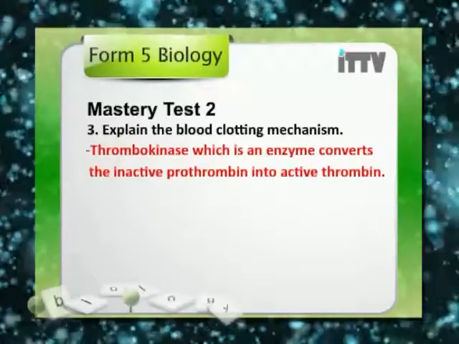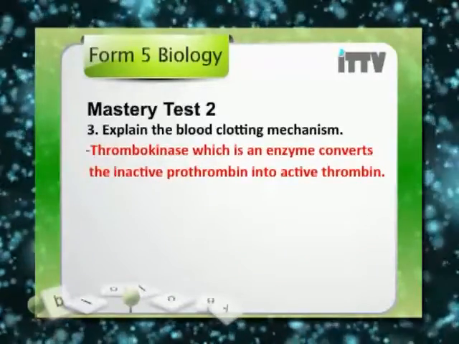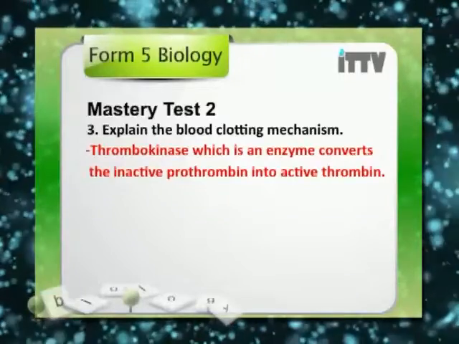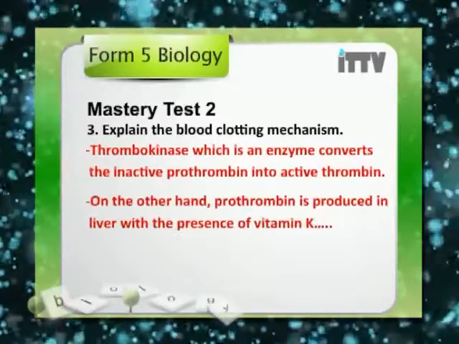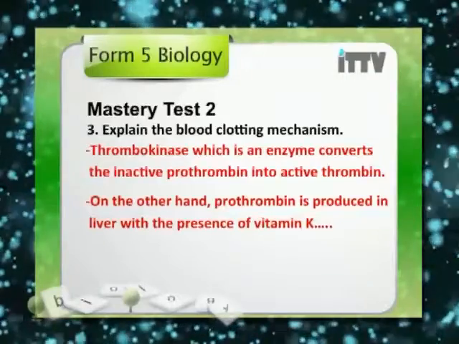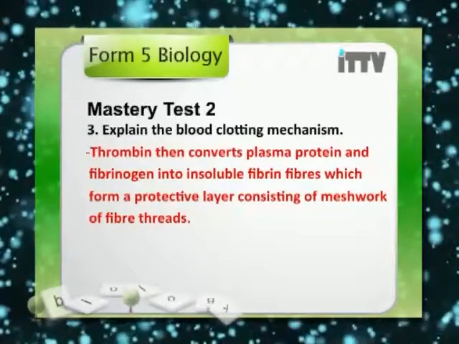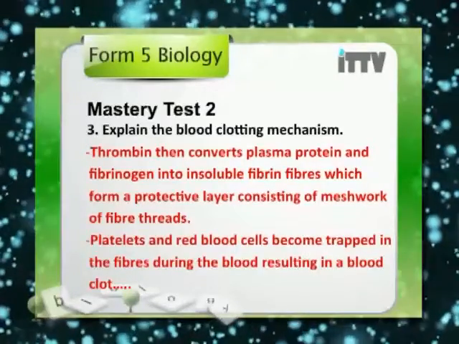What are these series of reactions? Well, platelets produce thrombokinase, which is an enzyme that converts inactive prothrombin into active thrombin. On the other hand, prothrombin is produced in the liver in the presence of vitamin K. Thrombin then converts fibrinogen into insoluble fibrin fibers, which form a protective layer consisting of a meshwork of fiber threads. Platelets and red blood cells become trapped in the fibers, resulting in a blood clot.